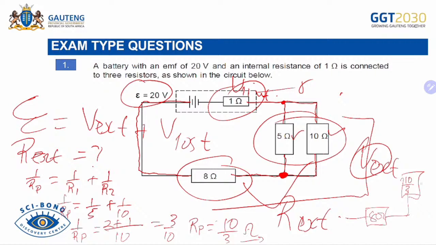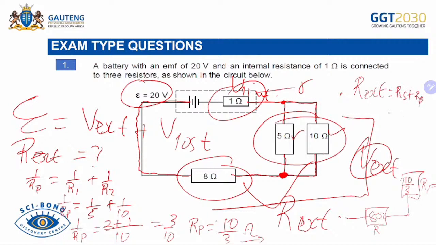Ne? So you can see that now your parallel is in series to this 8 ohm resistor. So how am I going to get the total? Not the total, but the R external. Your R external will be R series plus R parallel.